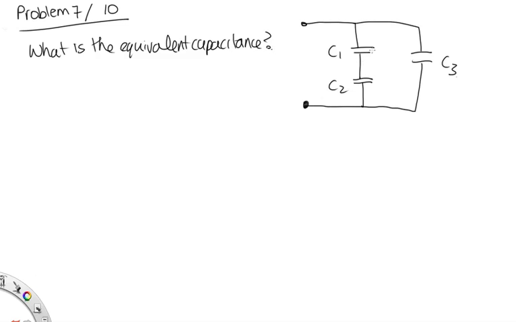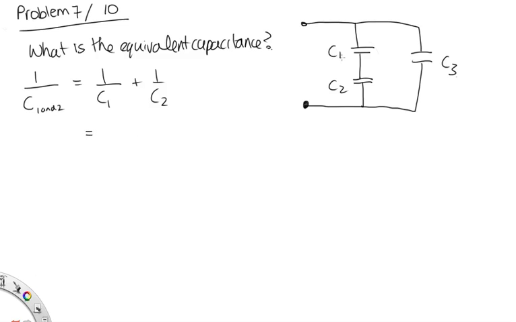Okay, so what we need to do is just work out the equivalent capacitance of C1 and C2, and then we can work out the equivalent capacitance of this with this. So 1 over C, let's call it 1 and 2, is equal to 1 over C1 plus 1 over C2, as these are in series, and this is the formula for equivalent capacitance in series.